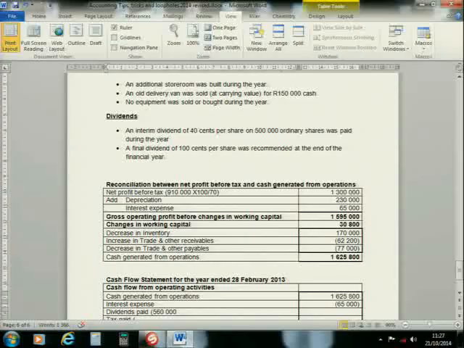Looking at the information regarding dividends, bullet number 1, an interim dividend of 40 cents per share on 500,000 ordinary shares was paid during the year. Now, this should be very easy for you. All you need to do is get the interim dividend by multiplying 500,000 ordinary shares by 0.4, or 40 cents, and that will give you 200,000. That will be the interim dividend.